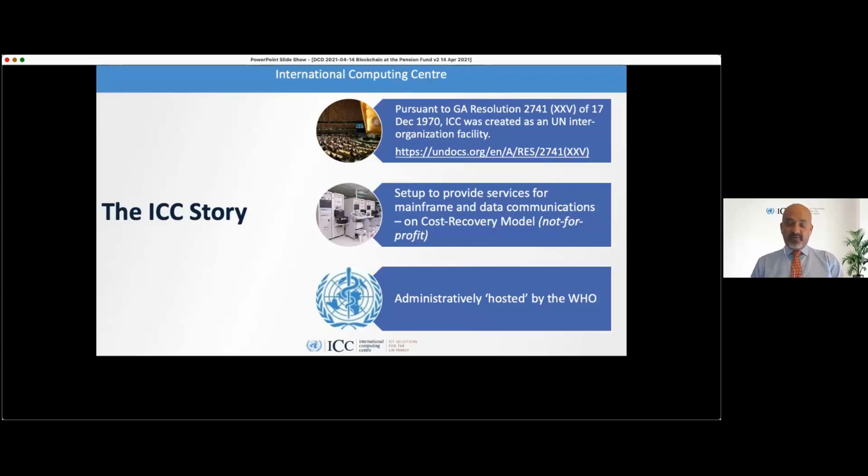And 50 years have evolved. We have had the pleasure of supporting the pension fund and Dino in their very transformative project using artificial intelligence and blockchain. Yet all said and done, we still run one mainframe. So mainframes are not dead yet. Administratively, we are hosted by the WHO. So it means all UNICC staff are actually WHO staff members.